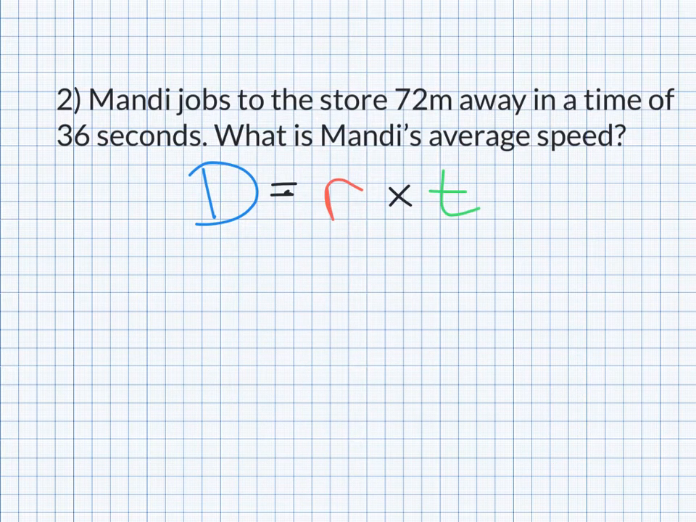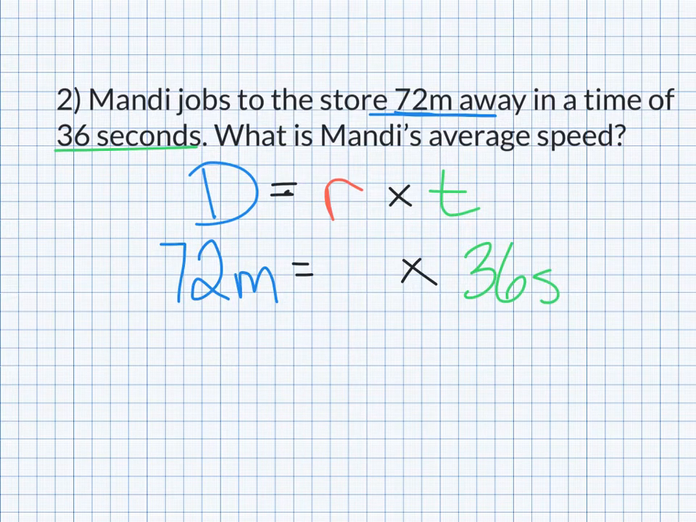All right, let's go ahead and look at number 2. Mandy jogs to the store 72 meters away. So right there, that's a distance. So 72 meters. So instead of a D, I'm going to substitute it with a 72 M. Okay? In a time of 36 seconds. So the time is 36 seconds. What is Mandy's average speed? So you're solving for the rate at which she moves.